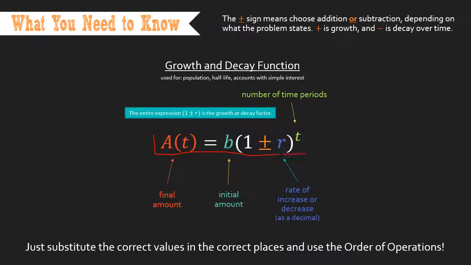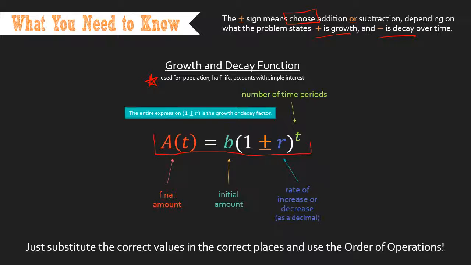for growth and decay. So the plus or minus sign in the middle here just means that you're going to have to choose addition or subtraction depending on whether the problem states that it's growth or decay. It might say that a population is increasing, which would indicate growth, or decreasing, which would indicate decay. You're going to use growth and decay functions for things like population, half-life, accounts with simple interest. These are all scenarios where you're going to be using this formula.